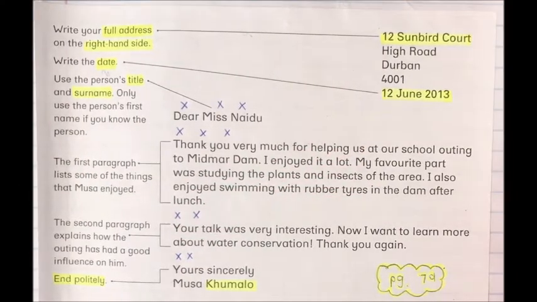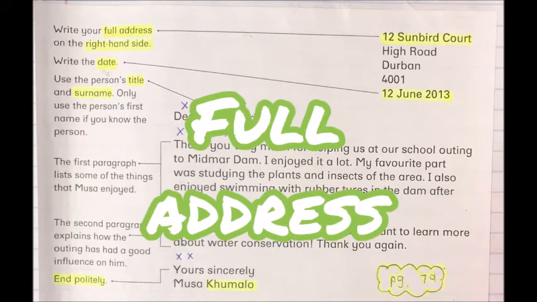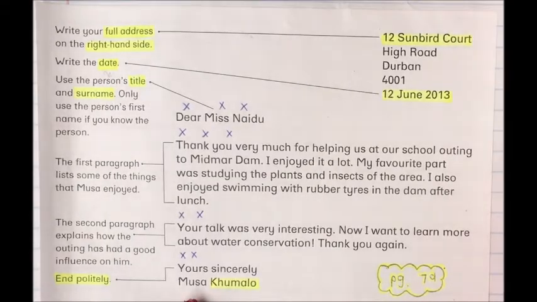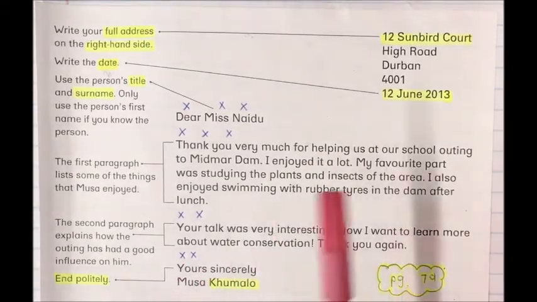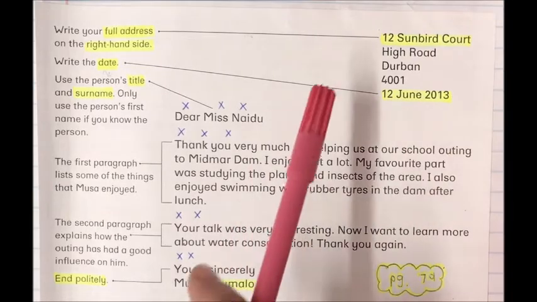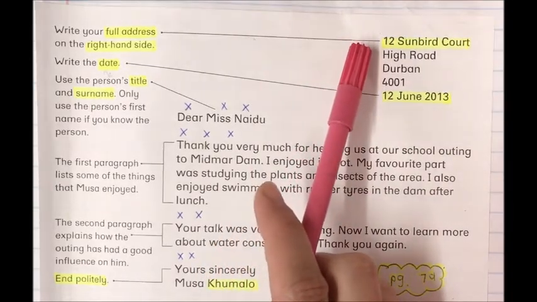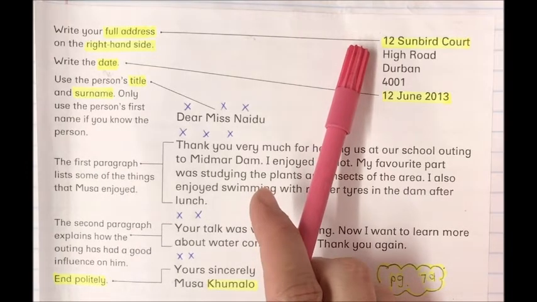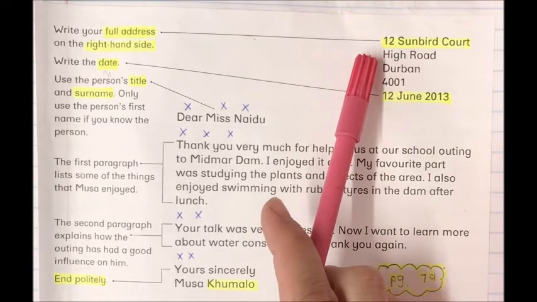So we start off by writing our full address. Remember, it's the address of the person writing the letter. So who's writing this letter? Musa Kumalu is writing this letter. So this address you see on the right hand side is the address of Musa. So the full address, she lives in 12 Sandbird Court. So that sounds to me like an apartment building maybe, or a complex, which is in High Road.